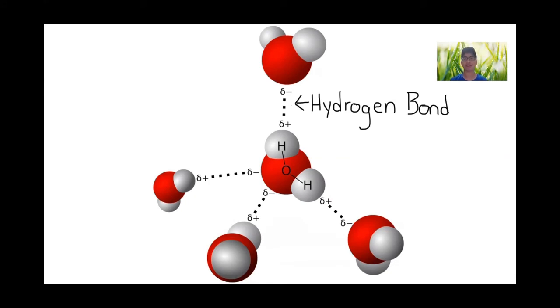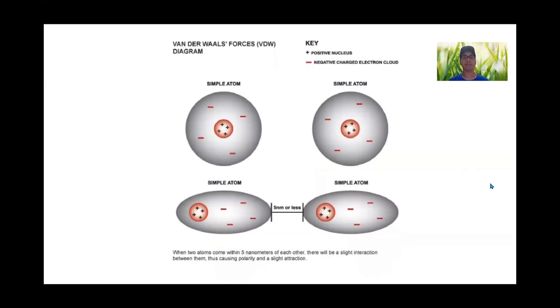The final type of attraction is called van der Waals interactions. So I took AP Biology last year, and for the purpose of AP Biology, you really only needed to have a very, very simple understanding of what van der Waals interactions are. So I'll be teaching you what you need to know about van der Waals interactions for AP Biology. So, electrons are always moving in an atom.